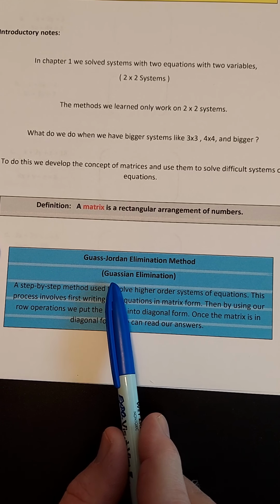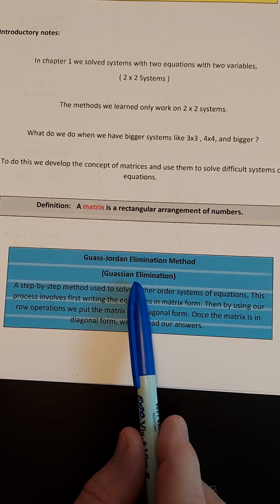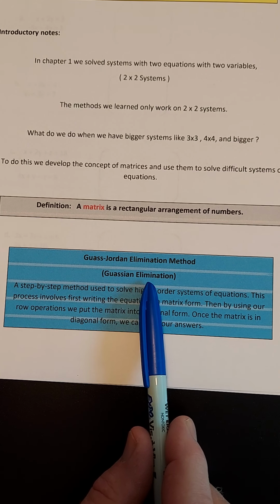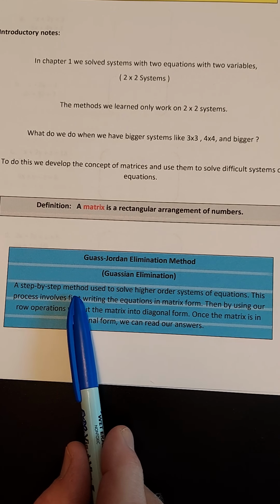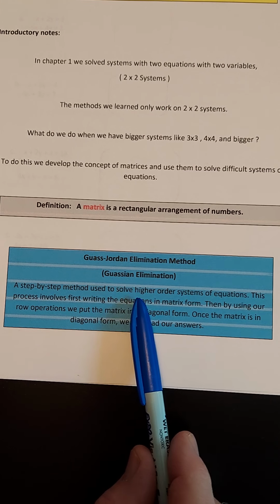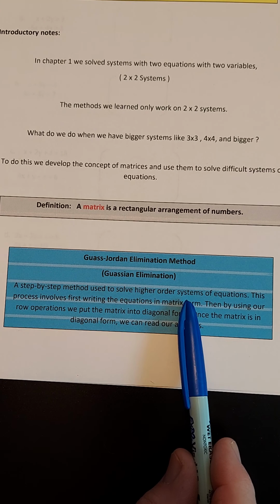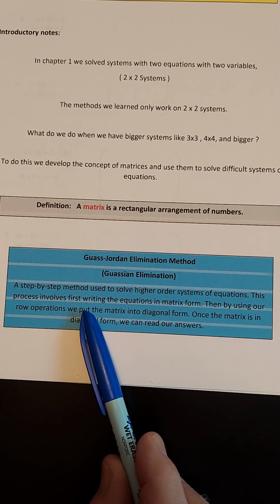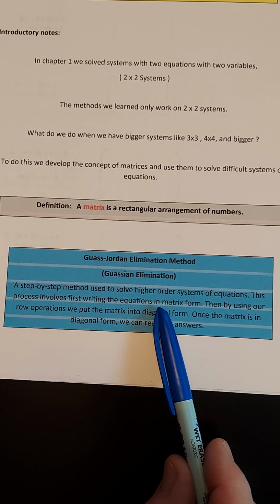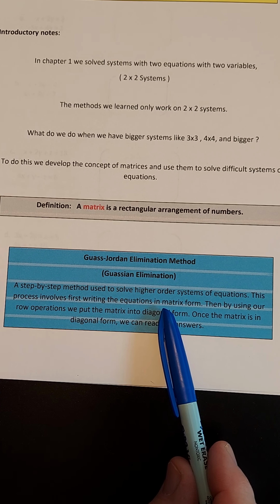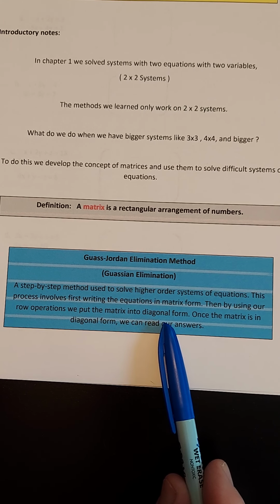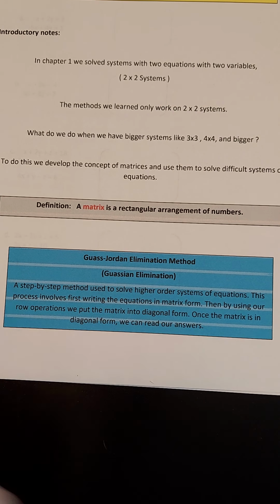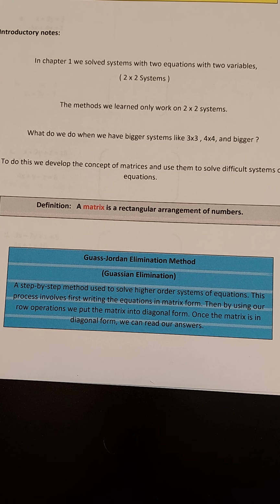And I usually call it Gaussian elimination. Most of the older books call it that. But basically it's a step-by-step method used to solve higher order systems of equations. This process involves first writing the equations in matrix form. Then by using our row operations, we put the matrix in diagonal form. And once it's in diagonal form, then we can simply read our answers off.